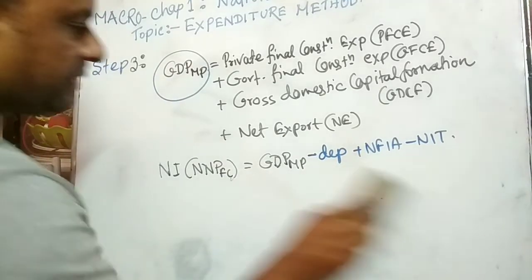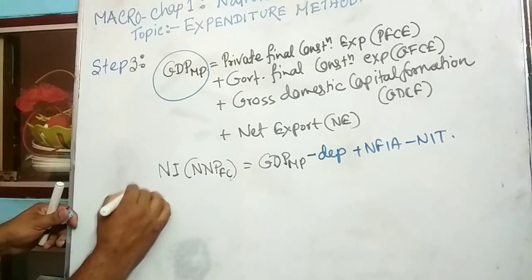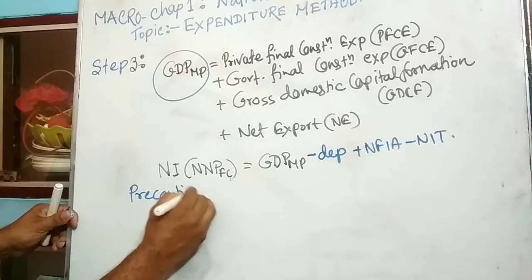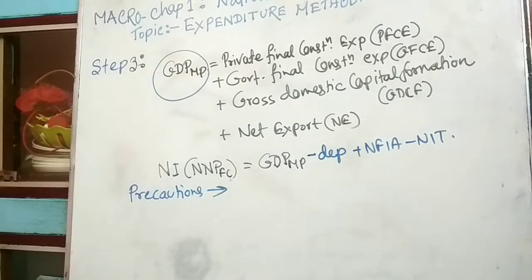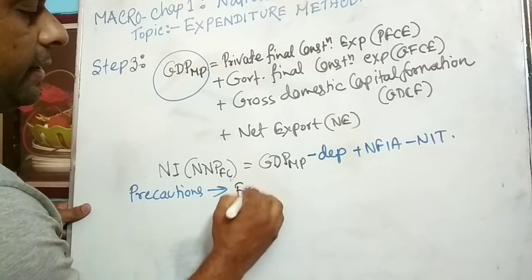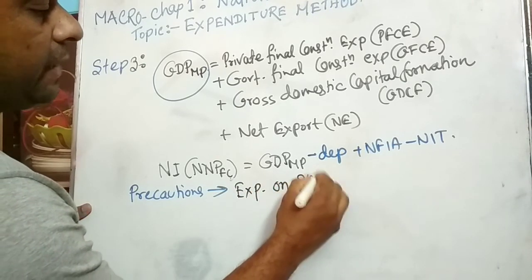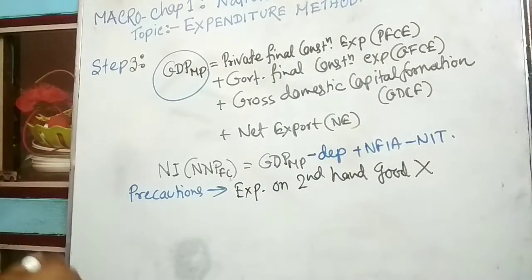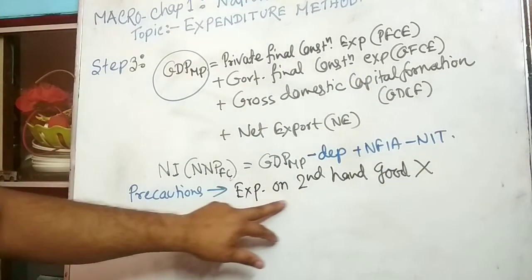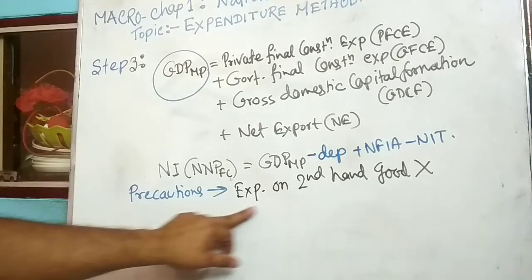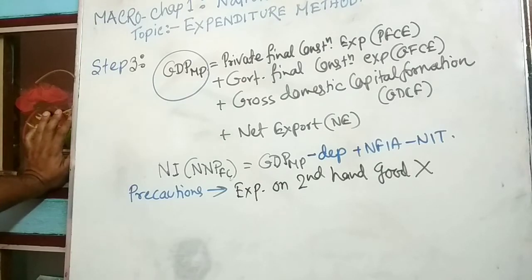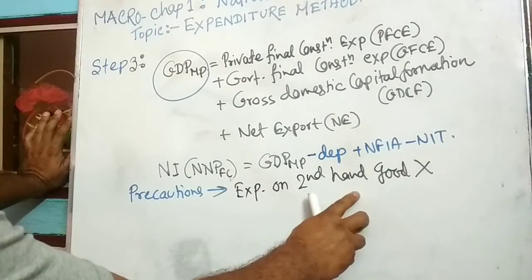Now, precautions of this method, meaning what is included and what is not included. Like the income method, not all expenditures are included. What are those expenditures? Expenditure on second-hand goods is not included. Why not included? If I spend money to purchase a second-hand car, it means only ownership changes, nothing is produced, no new goods are produced, so it is not included in national income.